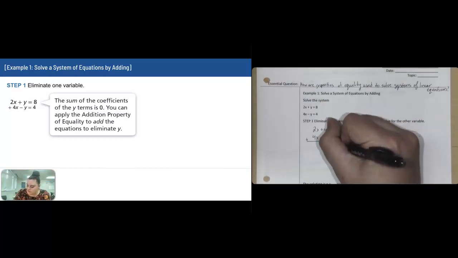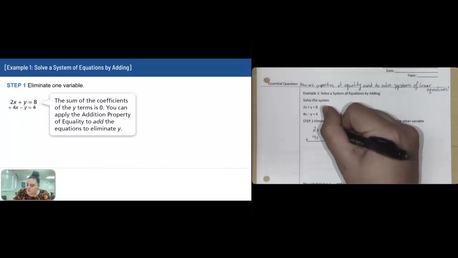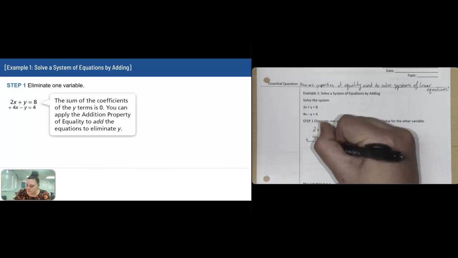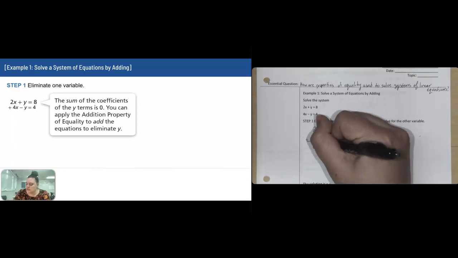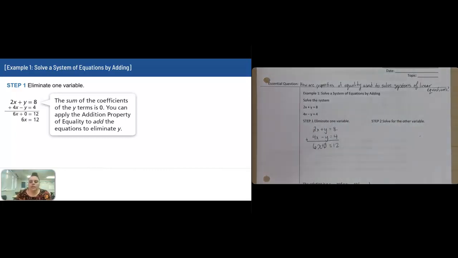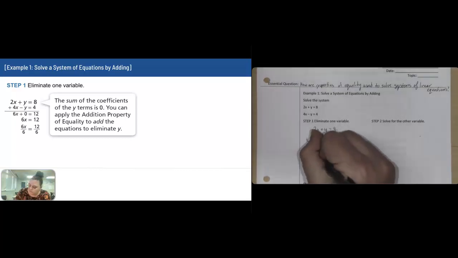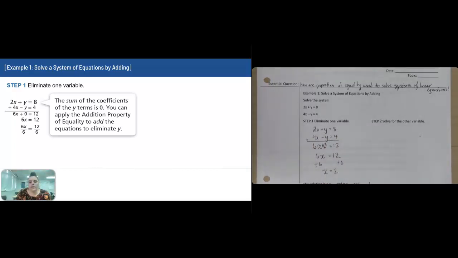8 plus 4 is 12. y minus y is 0. 2x plus 4x is 6x. So we know we don't need that plus 0, so 6x equals 12. We'll divide both sides by 6 to get that x would be 2.